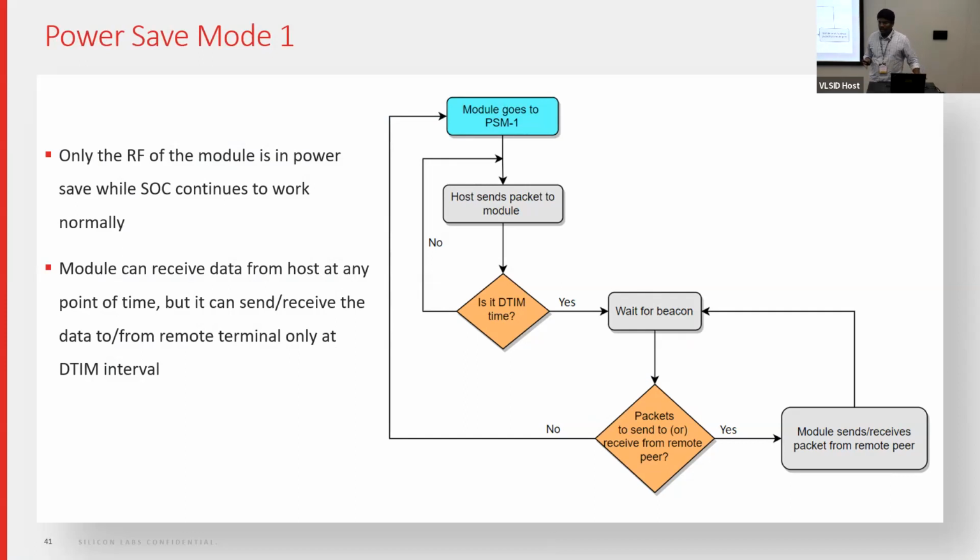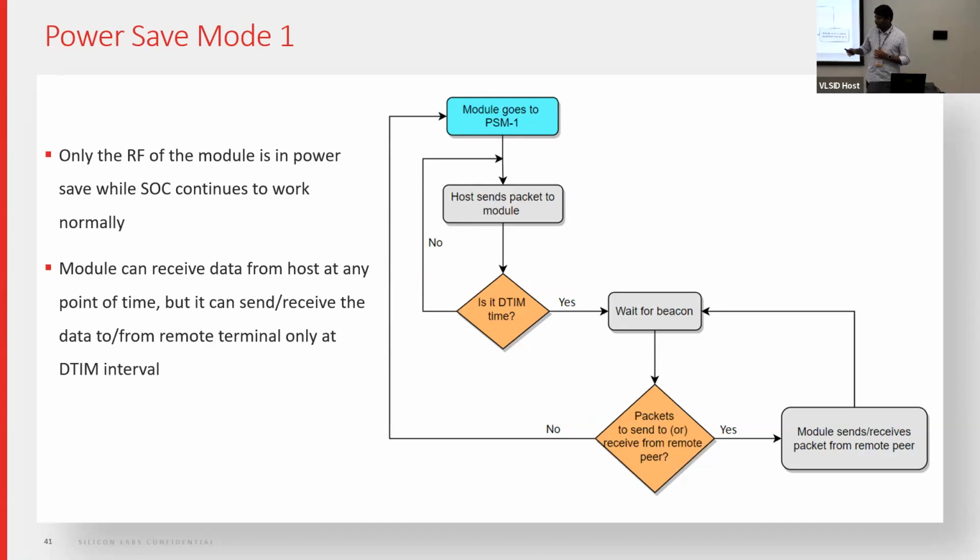Normally, our access points send beacons at a particular interval. That is called the beacon interval. The beacon interval is typically 100 milliseconds. So every 100 milliseconds, the access point will send its features through the beacon, saying I am there.